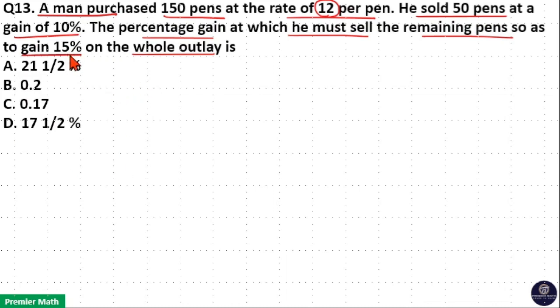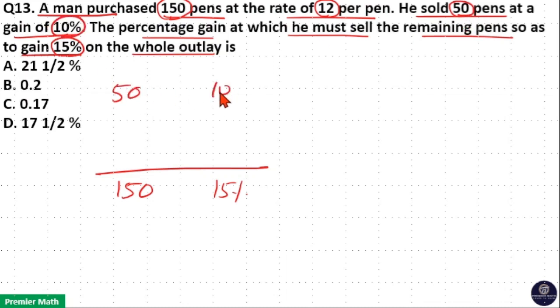Now we need to get 15% on the whole transaction, that is 15% from this total 150 pens. So we need to get 15% profit from this 150 pens. Out of this 150, he already sold 50 pens at 10% profit. Now the remaining are 100 pens. So we should sell 100 pens at X% profit to get 15% total profit from this 150 pens.